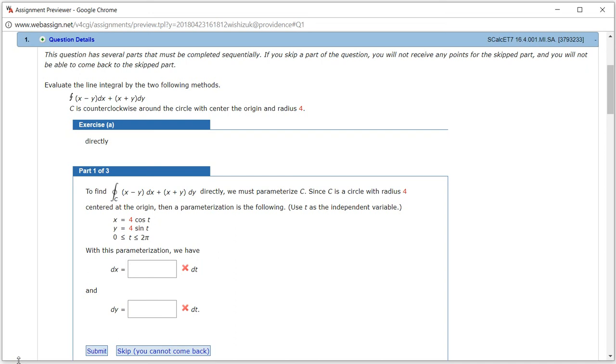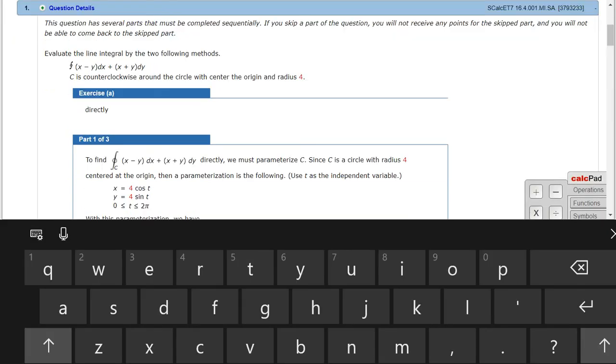All right, let's look at the homework 16.4, problem number 1. Let's look at part A, part 1. It looks like x is equal to 4 cosine of t. If you want to find dx, all you have to do is take the derivative of that, which is going to be 4 sine of t, actually negative.